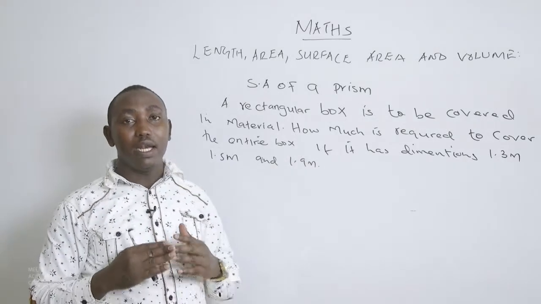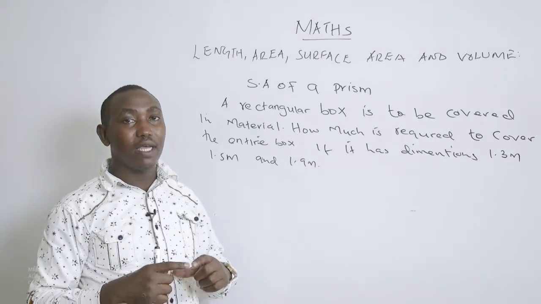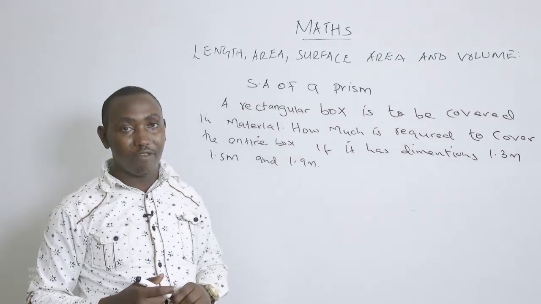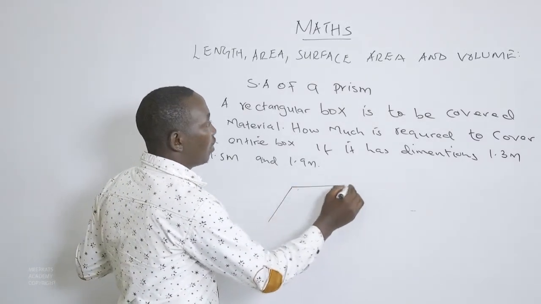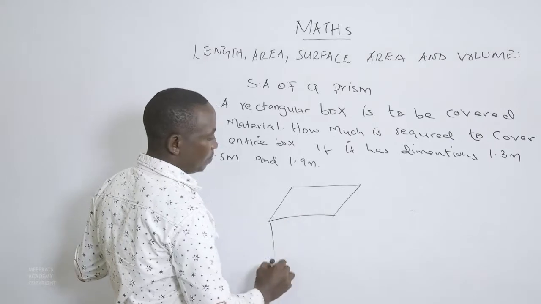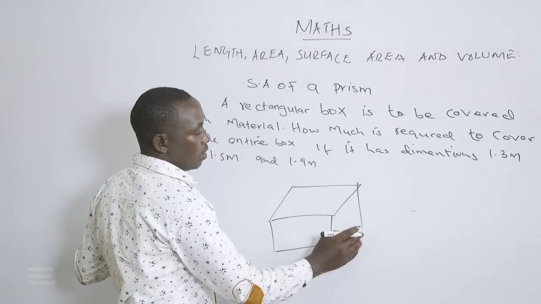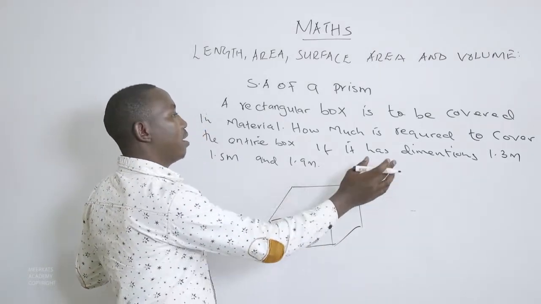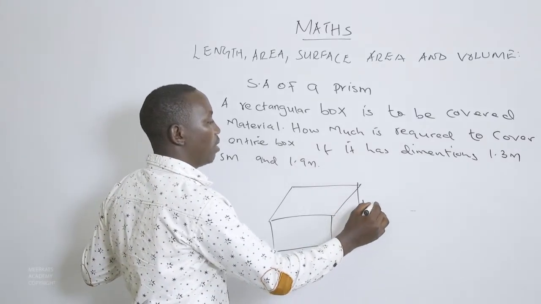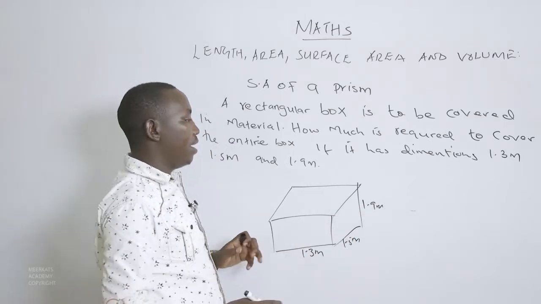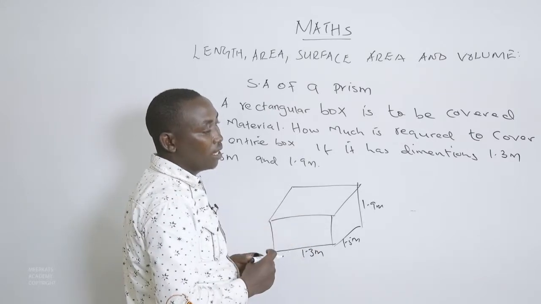are required to deduce that particular prism into the net for us to be able to find the total surface area of this figure. So when we express it diagrammatically, it's a rectangular prism. We are told it measures 1.3 meters by 1.5 meters by 1.9 meters. The first thing is to come up with the net of this particular solid.